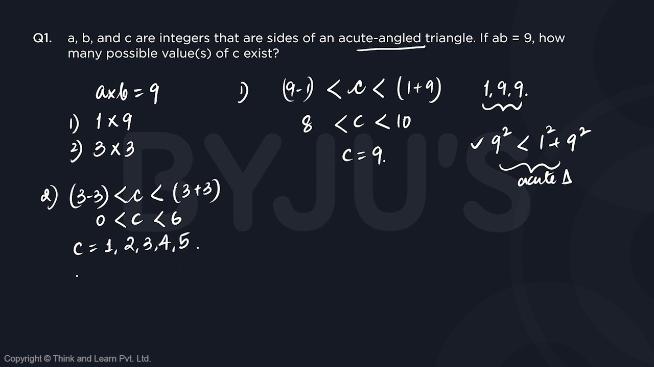Now the triangles that we will be getting are 1, 3, 3, and the next triangle would be 2, 3, 3. The next triangle is going to be 3, 3, 3. The next triangle is going to be 3, 3, 4. The next one is going to be 3, 3, 5.